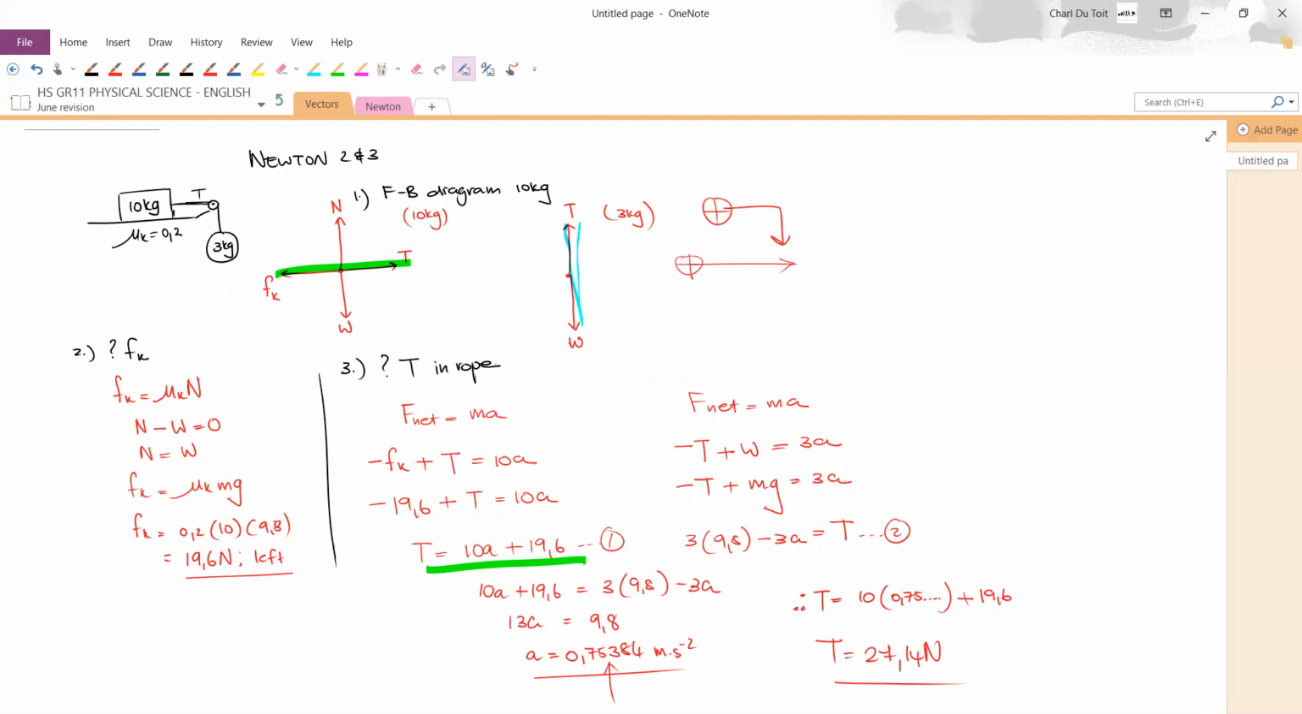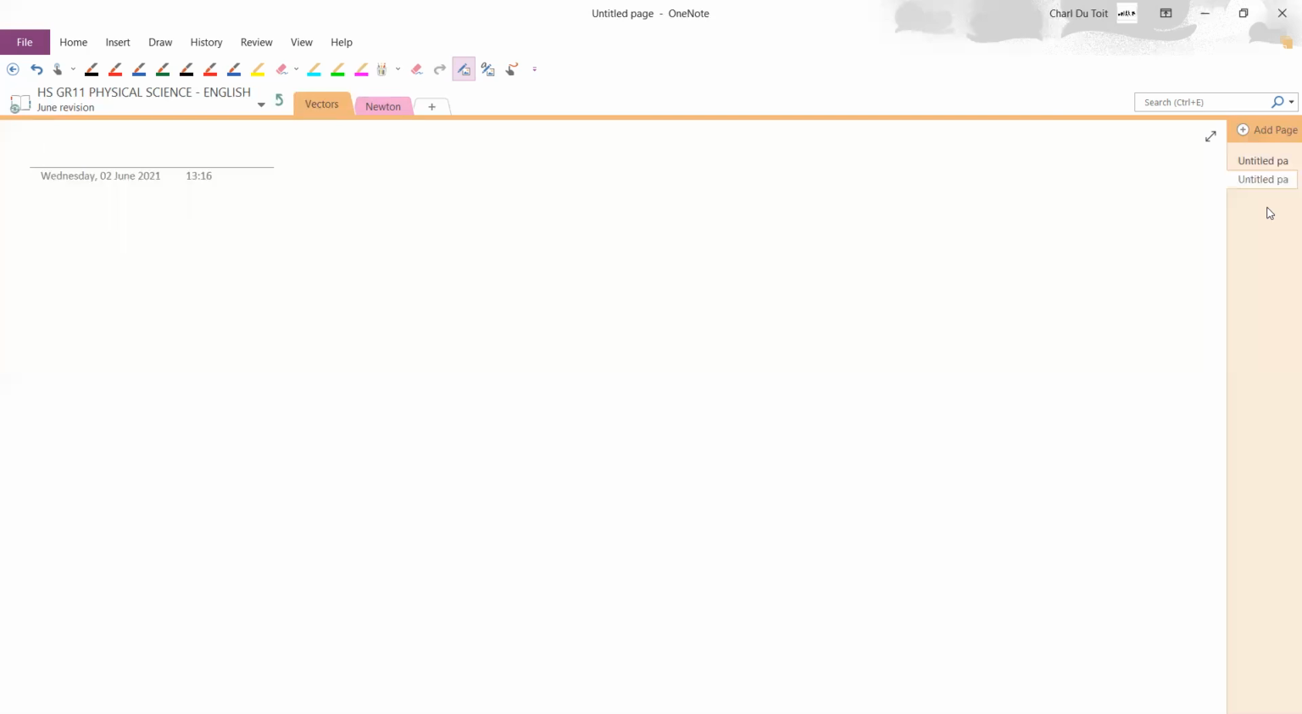Okay, good. Now we've done a flat surface example. The next example is a surface at an angle of, let's say, 30 degrees. And there's a box there. And this one is 8 kg. And I have a static friction coefficient value.